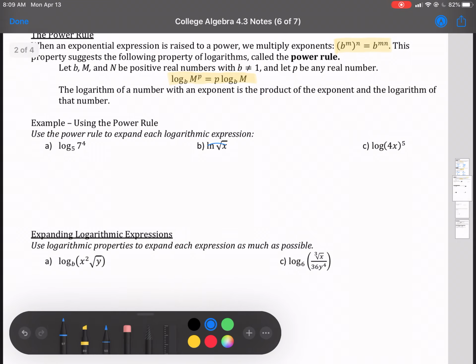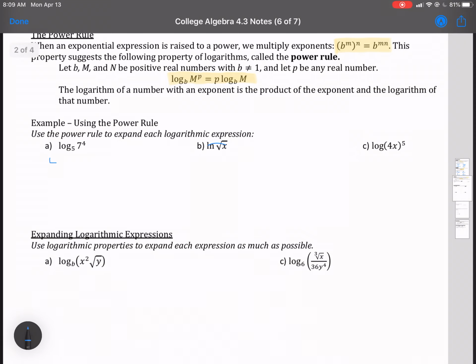So an example of that, looking at a, we have log base 5 of 7 to the 4th power. And that's the same thing as 4 log base 5 of 7. So we take that exponent and we just move it to the front. Okay, so if we look at b, we have the natural log of the square root of x, so we can rewrite that as the natural log of x to the 1/2 power. And that 1/2 power is going to swoop to the front, so we have 1/2 natural log of x.